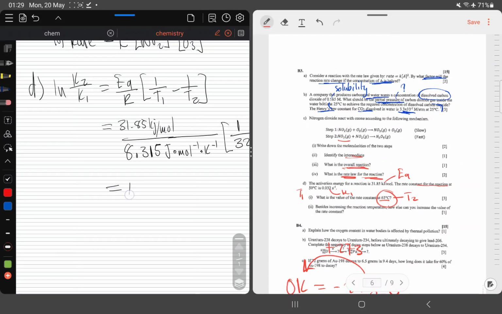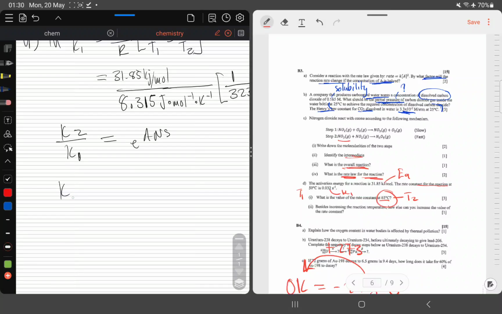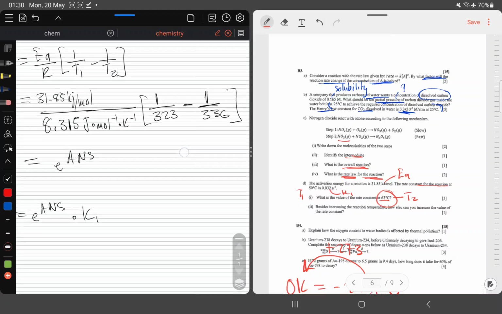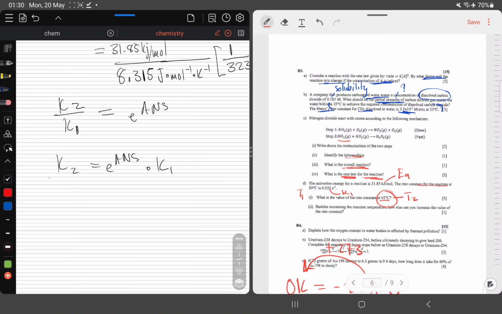And then when you get your answer, remember that you're going to take first thing, ln to the other side. So you say K2 over K1 is equal to, ln goes to the other side, becomes e. So it's going to be e to the answer. Then we'd say K2 is equal to e to the answer times K1. Okay, whatever answer you're going to get here, you say e to that answer, then you say times K1, and that is it. Okay, and that is how you get your K2. And you are done. Okay, you are done. So that's going to be it.